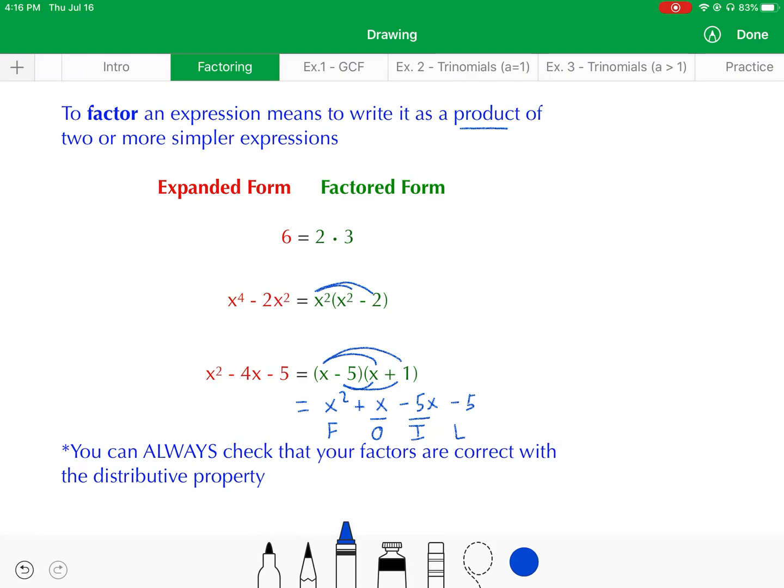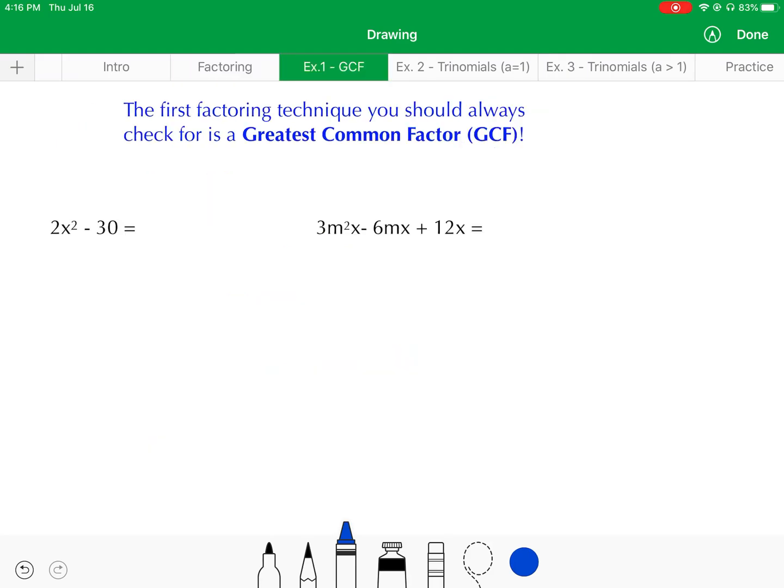Let's run through several different examples involving some factoring techniques. The first factoring technique you're always going to want to look for is a greatest common factor, GCF. Get in the habit: anytime you're asked to factor an expression, always check for the GCF first. It can make any other factoring techniques that need to be used easier because it's going to make your numbers smaller.